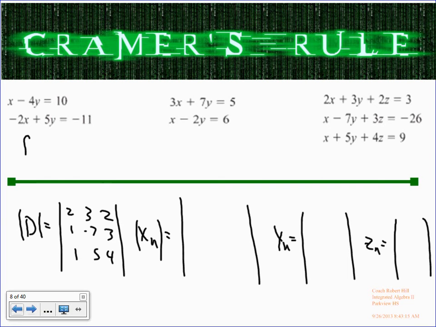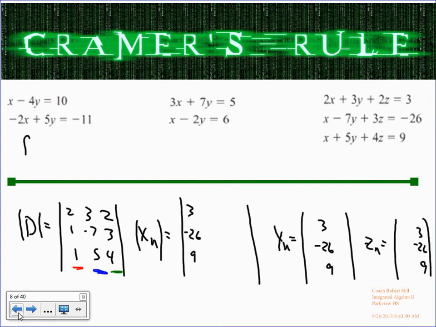All right, so here we go. Define your x column. Take 3, negative 26, and 9, and put in for the x values. Define your y matrix. Take 3, negative 26, and 9, and put in for the y's. Z, 3, negative 26, 9, put in for z. Now, these are my x values. These are my y values. These are my z coefficients.